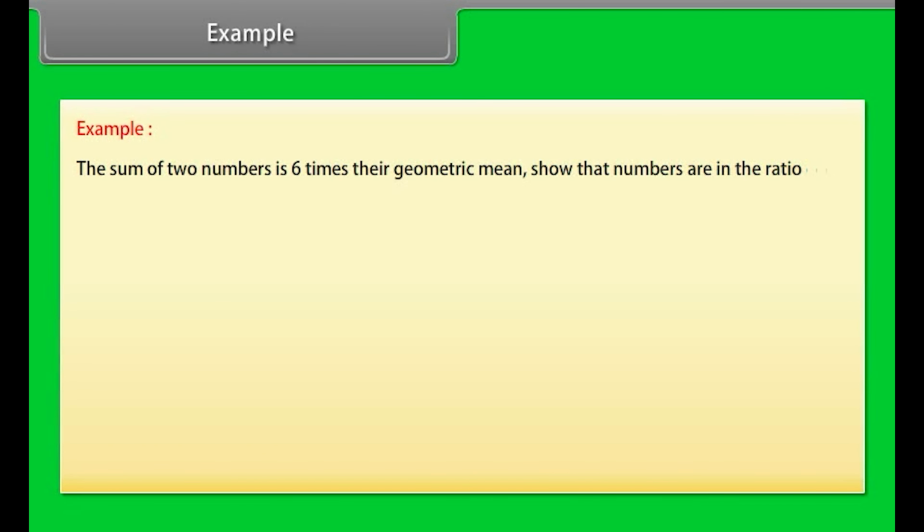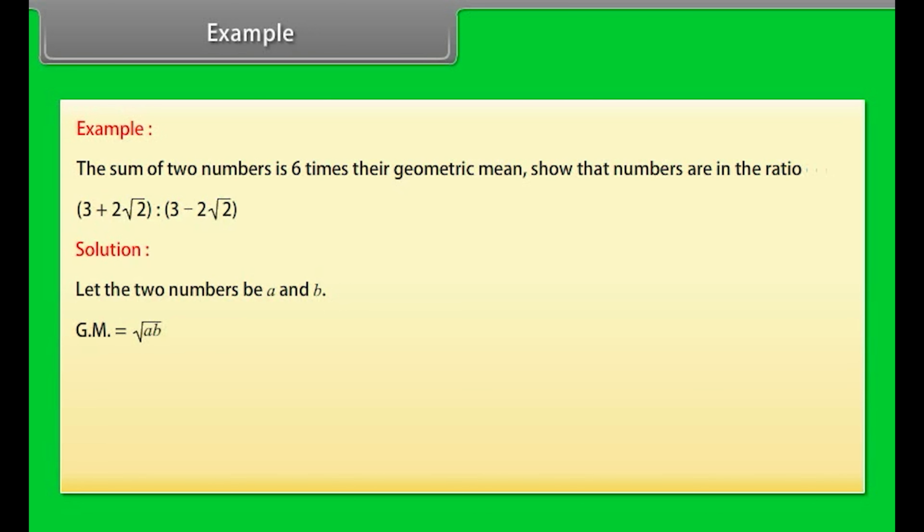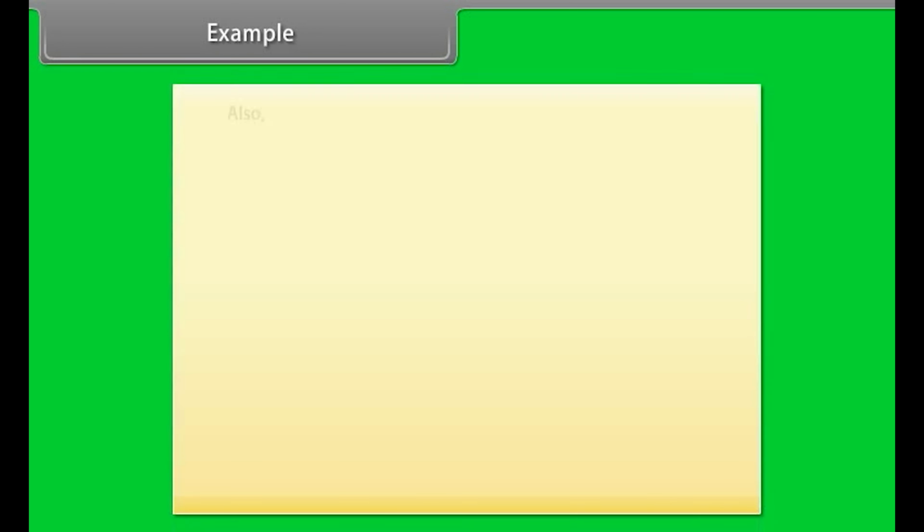Example: the sum of the two numbers is 6 times their geometric mean. Show that the numbers are in the ratio. Solution: let the two numbers be A and B. Geometric mean is square root of AB. According to the given condition, A plus B is equal to 6 into square root of AB. Let it be equation 1. It implies square of A plus B is equal to 36 into AB.